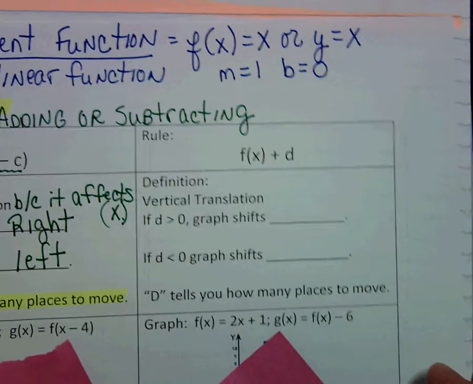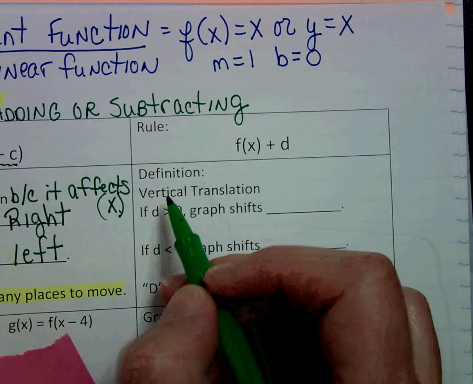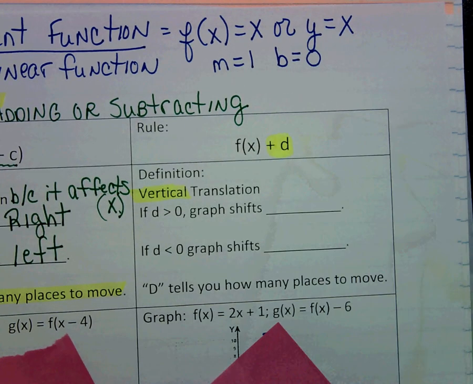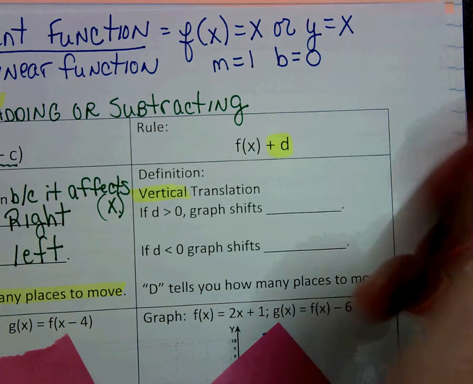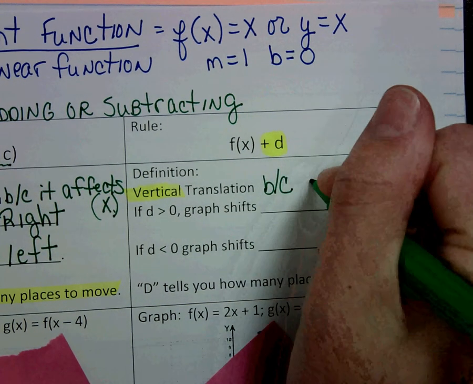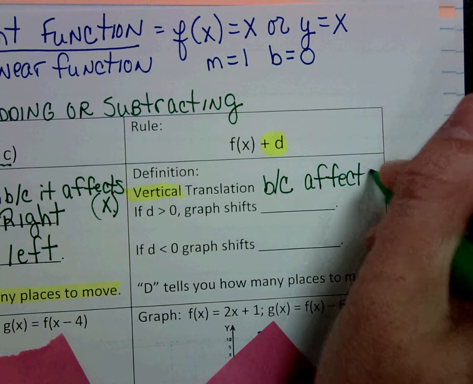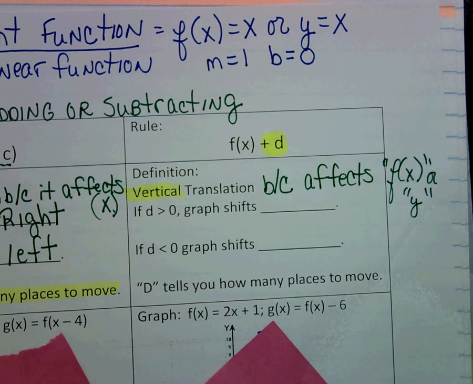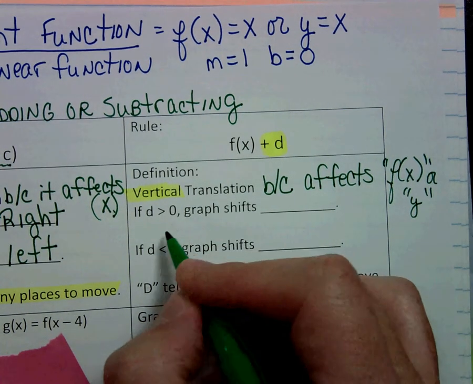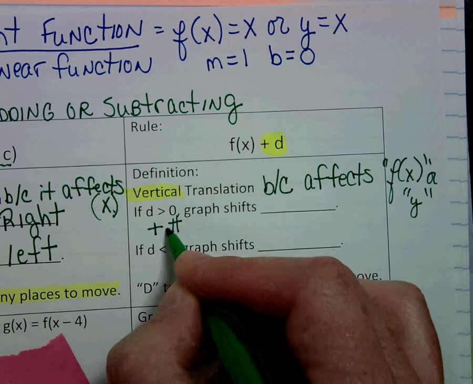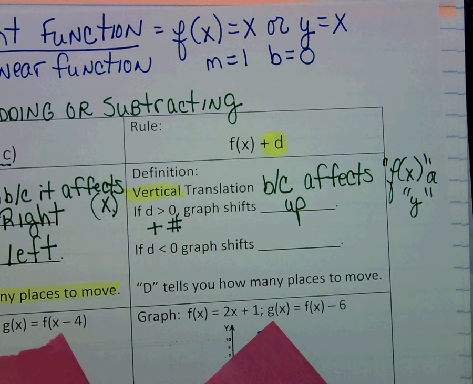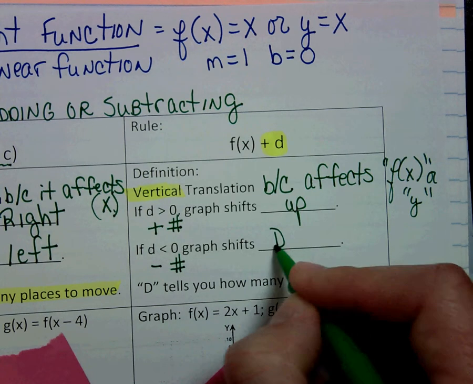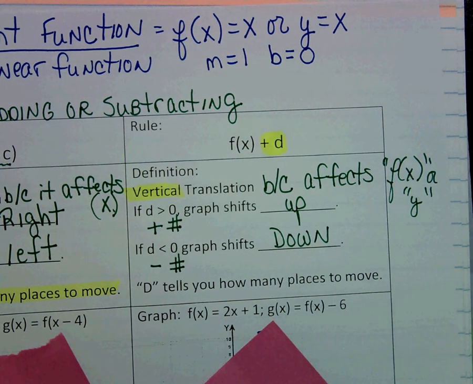Okay, in the other rule, notice I'm telling you that this is a vertical translation. Basically, all we're changing is the y-intercept. This is a vertical translation because it affects the y, or the f of x. Okay? So again, if the d is a positive number, the graph is actually going to shift up. And if d is a negative number, the graph is going to shift down that many units. So it should be pretty simple.